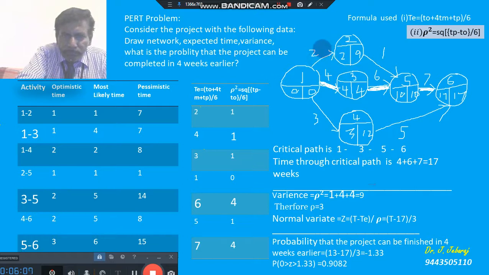So now let us calculate the forward pass and backward pass. Okay, this is 0 plus this activity takes 2 weeks, so 0 plus 2, 2 weeks we have to write here. 0 plus 4, 4 weeks we have to write here. 0 plus 3, 3 weeks we have to write here.